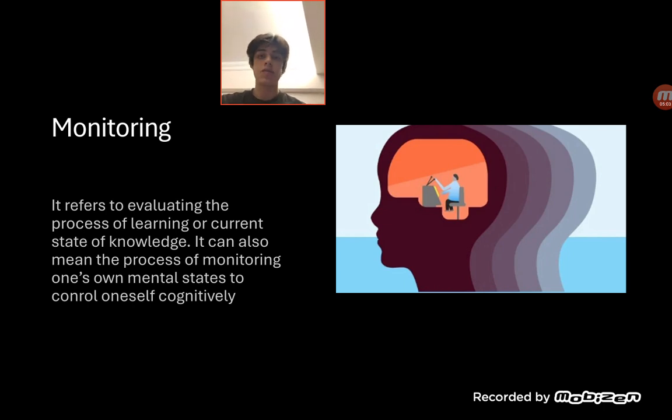Monitoring. It refers to evaluating the process of learning or current state of knowledge. It can also mean the process of monitoring one's own mental states to control oneself cognitively. So, generally, questions are asked internally, such as, has this improved my understanding of the task, or what more can I do to improve my efficiency in comprehending this particular task?